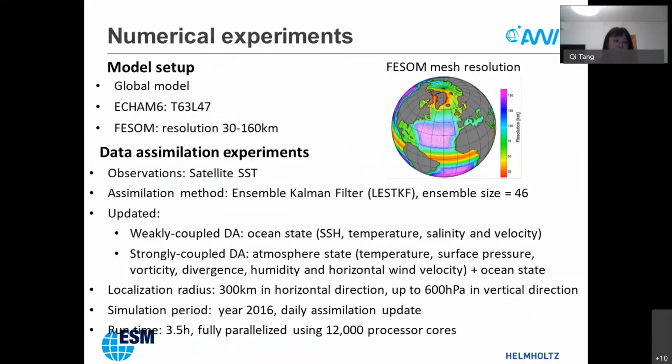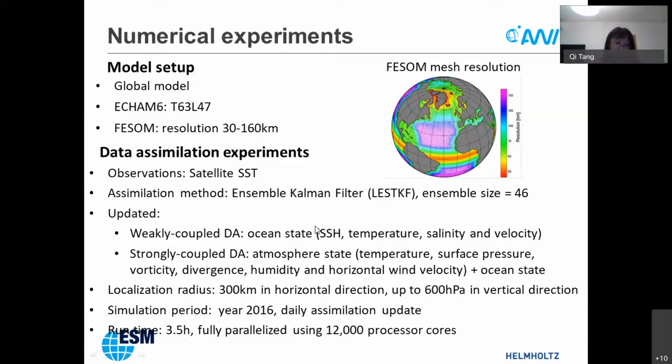For our numerical experiments, we use a global model domain. The resolution for the atmosphere model ECHAM6 is T63 with 47 layers. For the ocean model FESOM, we use unstructured mesh grids with varying resolution between 30 kilometers and 160 kilometers. The observation we use for data assimilation is the satellite sea surface temperature. The assimilation method is ESTKF, and we set the ensemble size to 46.